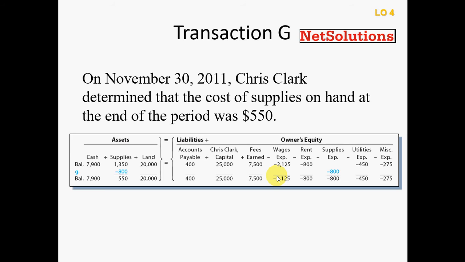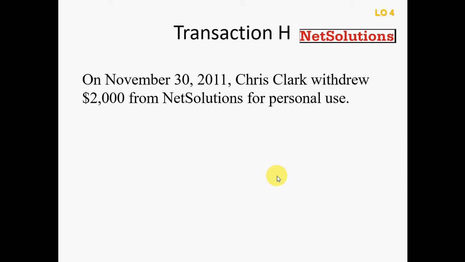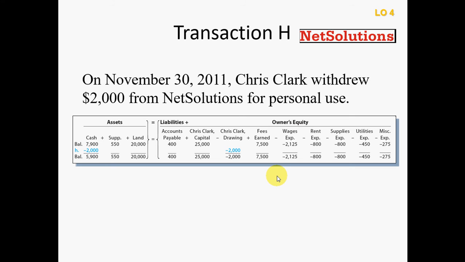On November 30th, 2011, Chris Clark withdrew 2000 from Net Solution for personal use. So cash will decrease and the drawing will also increase in terms of figures, but in terms of sign it's going to be minus. So the left hand side is equal to the right hand side. Okay, finally owner's equity will be equal to owner's investment minus owner's withdrawal plus revenue minus expenses. So you can solve this question on your own.